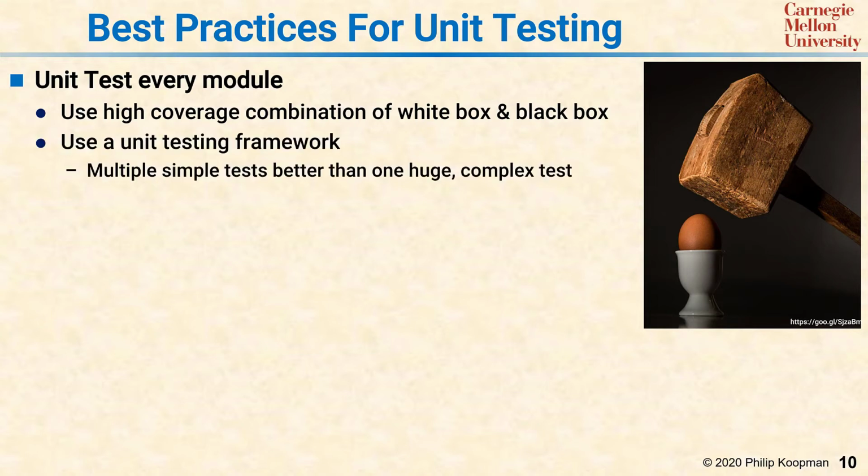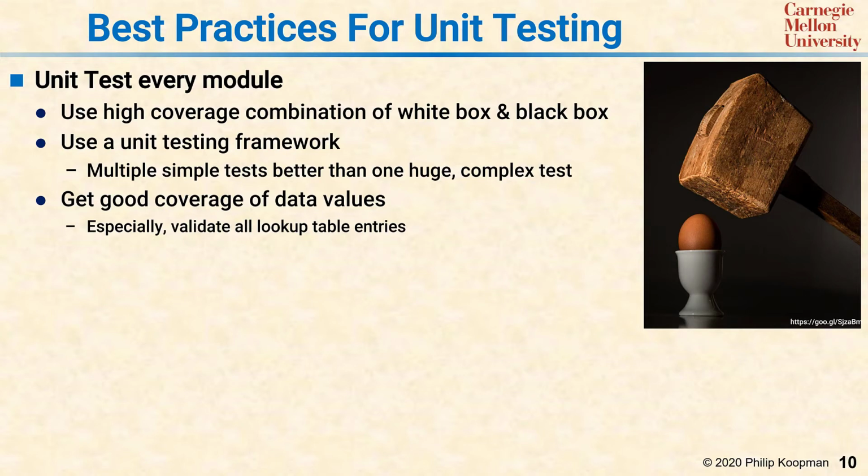Use a unit testing framework such as CUnit and break tests up into fairly small chunks so it's easy to understand what each test does, and you can be sure that you did all the things you intended to do in terms of different types of coverage. Don't forget to not only get control flow coverage, which is what those metrics were about, but also good data value coverage, such as validating all lookup table entries, checking for divide by zeros, checking for unusual exceptional data values, and so on.